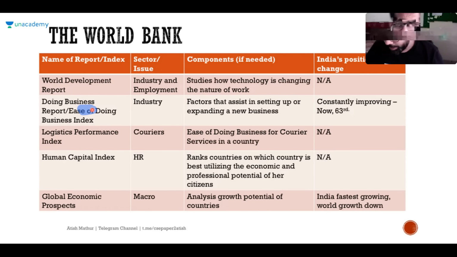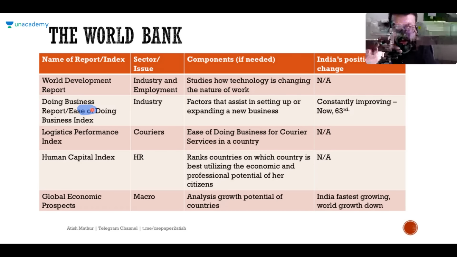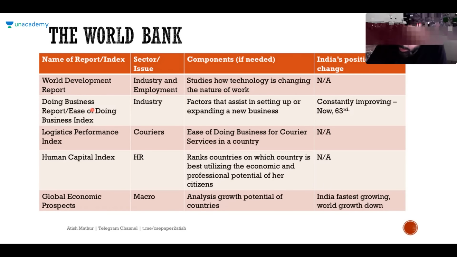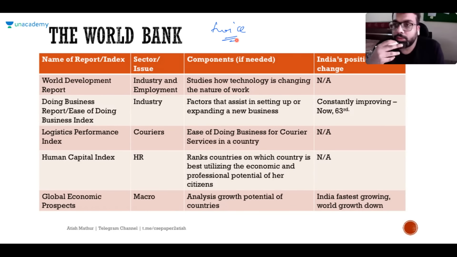Now, second, the Doing Business Report, which translates into the Ease of Doing Business Index. All right, so what does this mean? First things first, let me tell you, as far as the Ease of Doing Business or the Doing Business Report is concerned, it has already been asked twice in the exam. Once it was asked who makes this, and second it was asked which of the following are not components of this. Why has this been asked so many times?